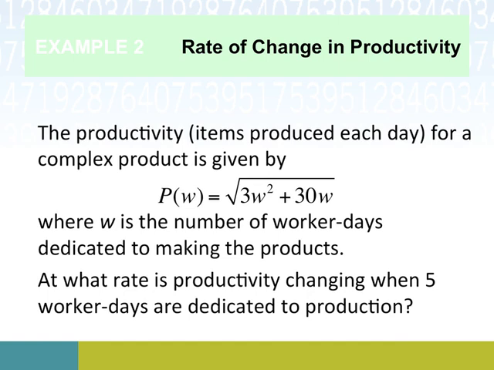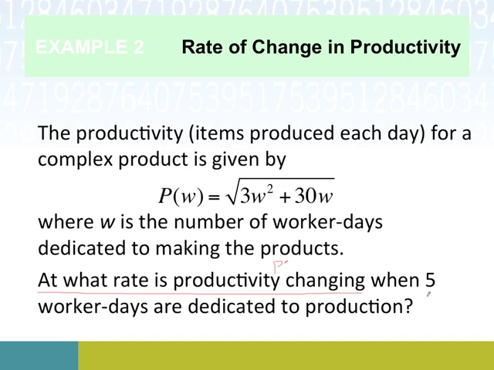So the thing we're supposed to figure out is at what rate is productivity changing when 5 worker days are dedicated to production. So as usual, we take these words and try to turn them into something mathy. So at what rate is productivity changing? That's going to be our derivative.